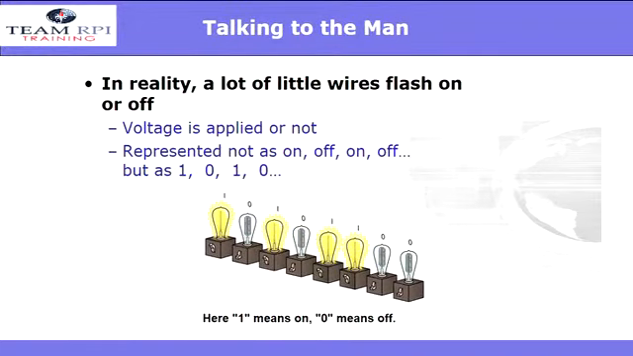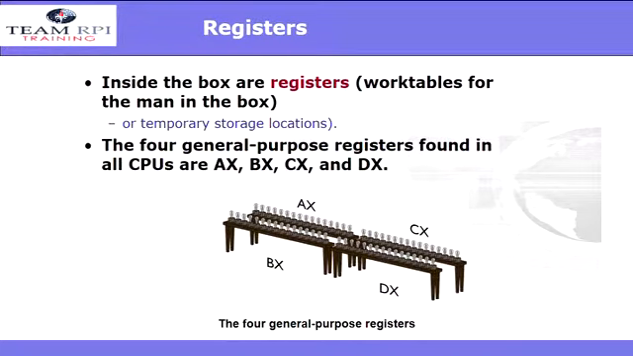So you're with me so far. Remember, it's a world of ones and zeros. 1 is on, 0 is off. Inside the box are work tables for the little man. We call those the registers. The 4 general purpose registers found in all CPUs are AX, BX, CX, and DX.